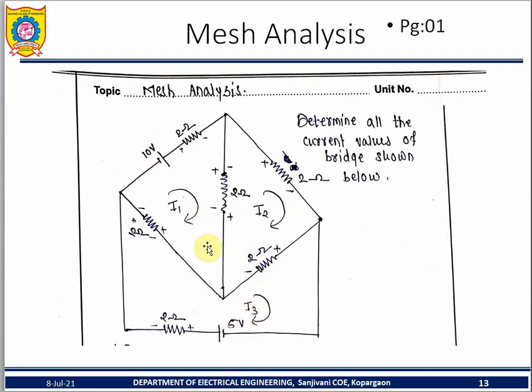Okay, so take room number 1. From that you will write the first equation, room number 2 the second equation, room number 3 the third equation. Once you get the three equations, take your calculator, enter the first, second and third equations, then find out I1, I2 and I3 directly. That's all. This is the method to find the I1, I2 and I3 currents. So mesh analysis is as it is.